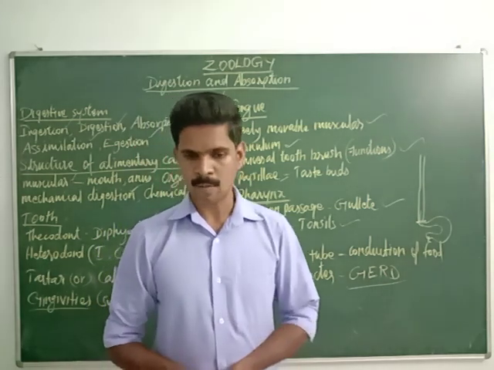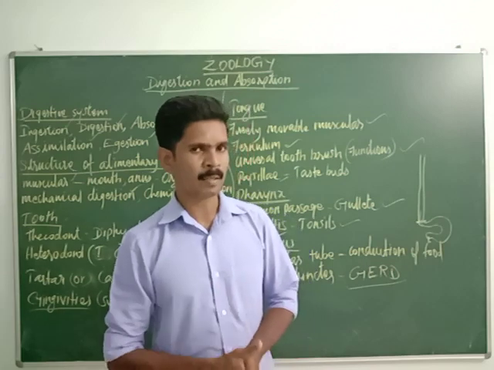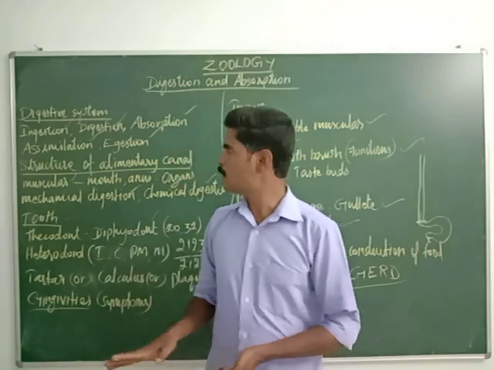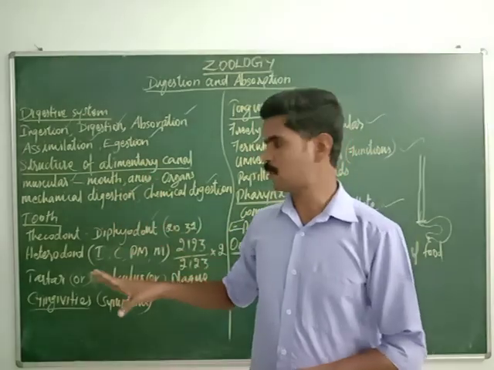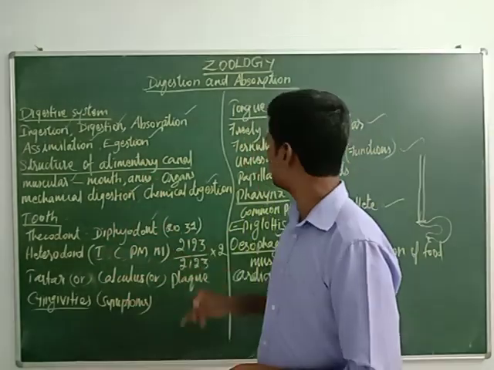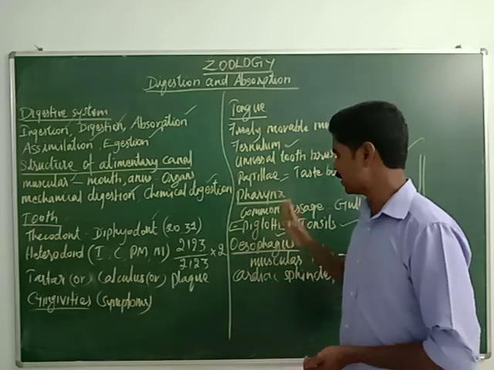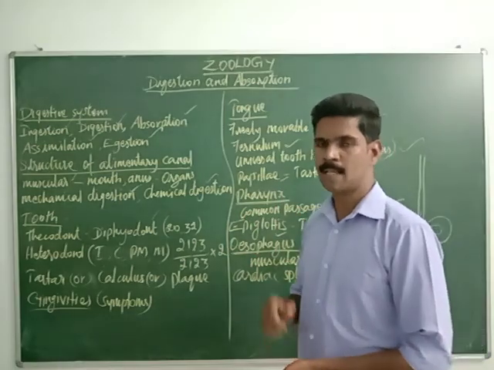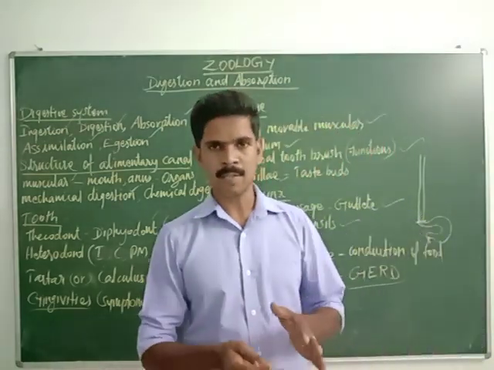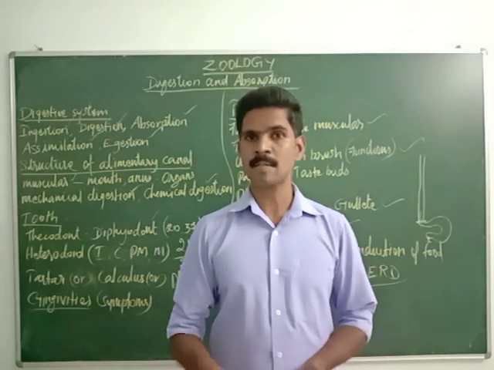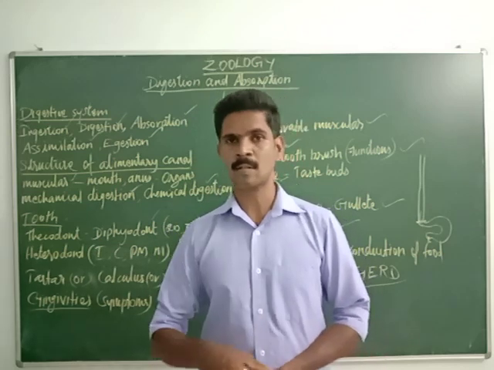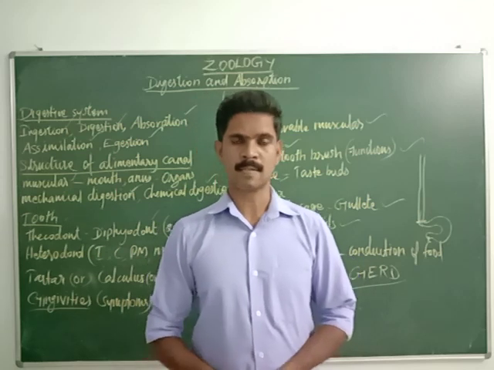So now we have completed some important organs of our alimentary canal. We studied the mouth, then tooth, then tongue, then pharynx, and esophagus. In the next class we will continue with the next organs: stomach, small intestine, and large intestine.